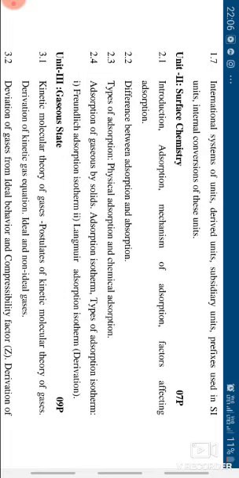Then the next point is adsorption isotherm and adsorption of gases by solids. Then the types of adsorption isotherm, in that we will see Freundlich adsorption isotherm and Langmuir adsorption isotherm. Both the adsorption isotherms require a derivation, and from these formulas we will see the different aspects of adsorption.